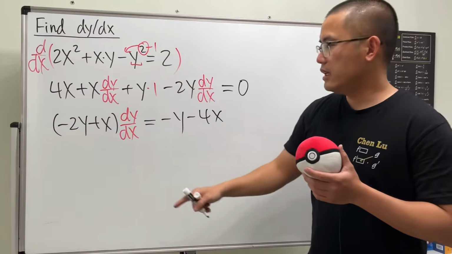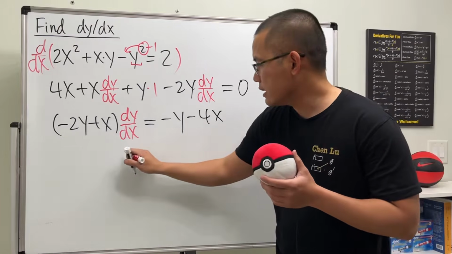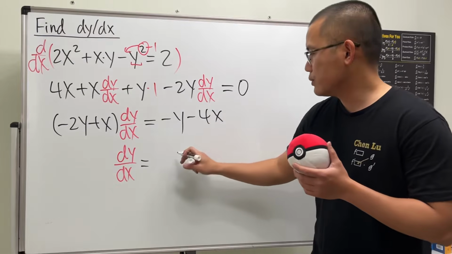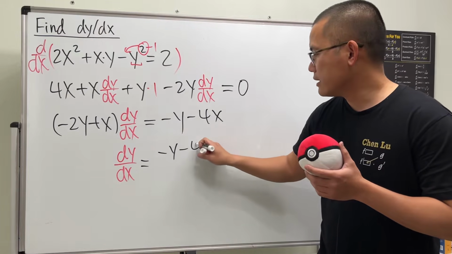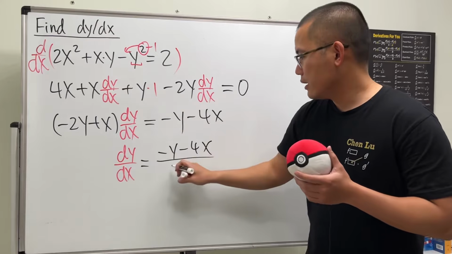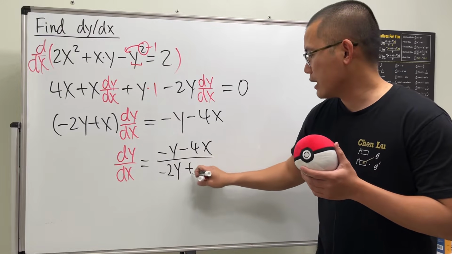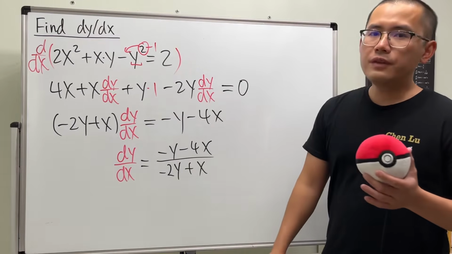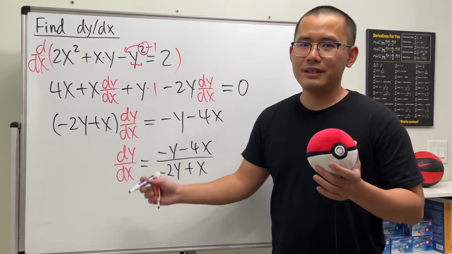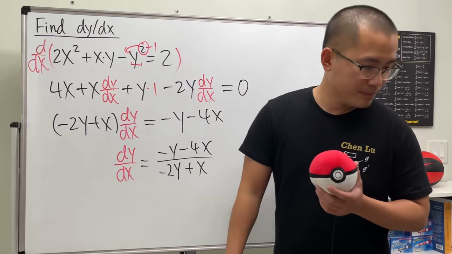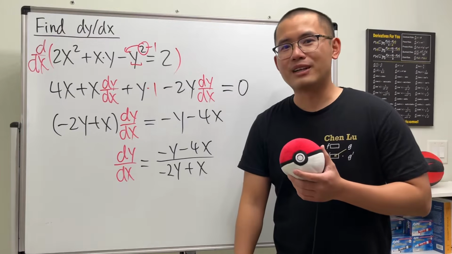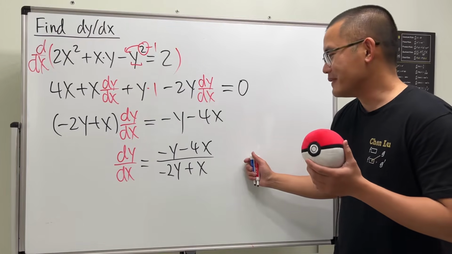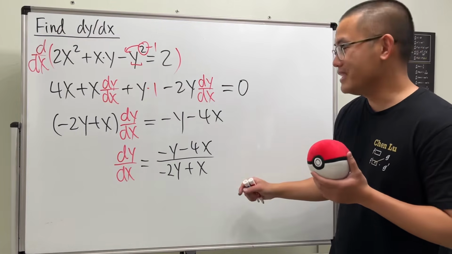And then in the end, of course, we can just divide on both sides, so we get dy/dx being equal to this, which is negative y minus 4x over negative 2y plus x. And in my opinion, this is totally okay. However, sometimes you may see a different answer. This one, in the end, is number 6, so you don't have the answer in the back of the book. But in case you see a different answer somewhere, then this might be the reason.